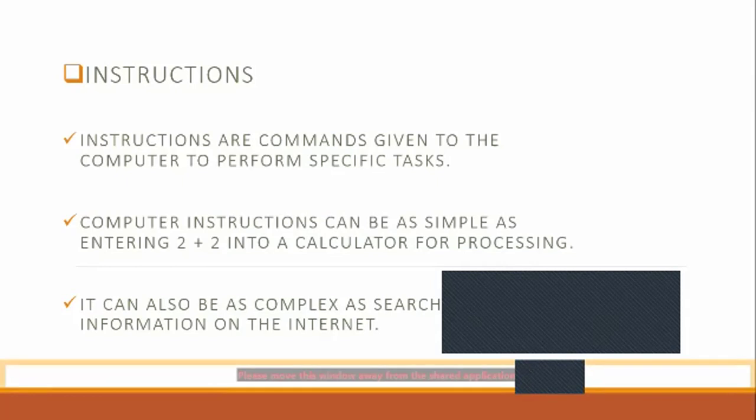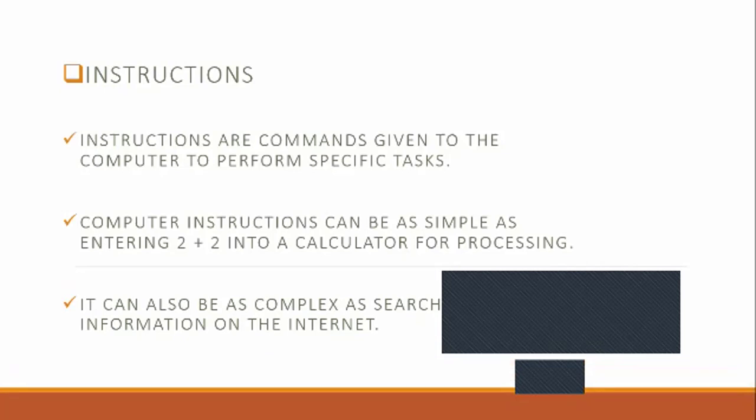Yes, so like I said, computer instructions can be as simple as entering 2 plus 2 into a calculator for processing, and that is it. It gives you the result of 4, and that's all. It is a basic instruction. Now, we can also instruct the computer to perform complex tasks or instructions for us.